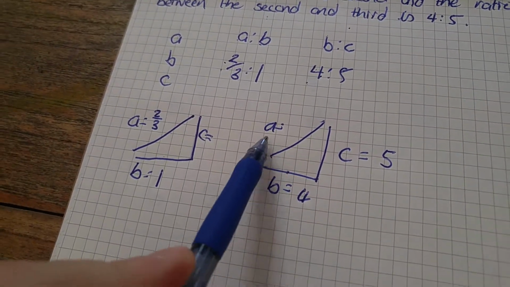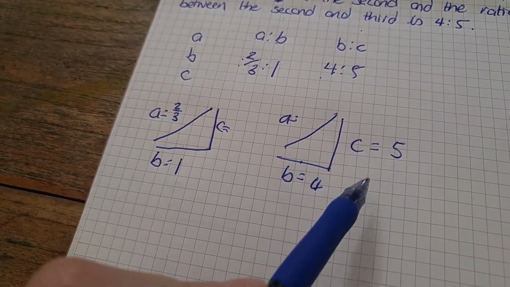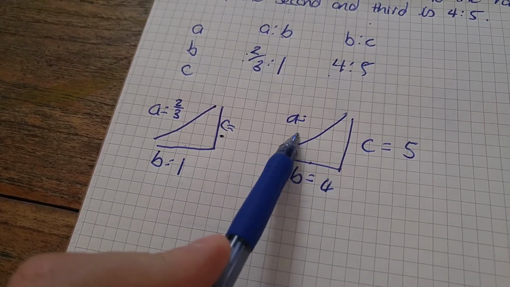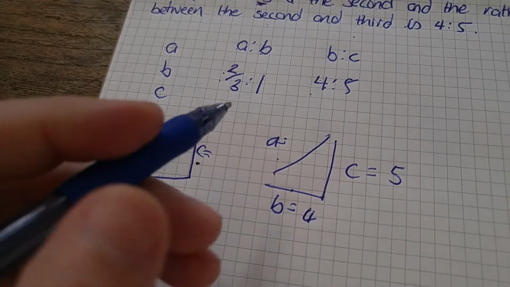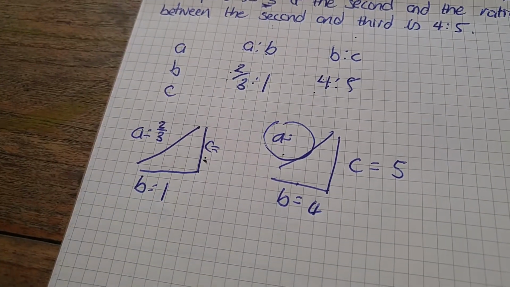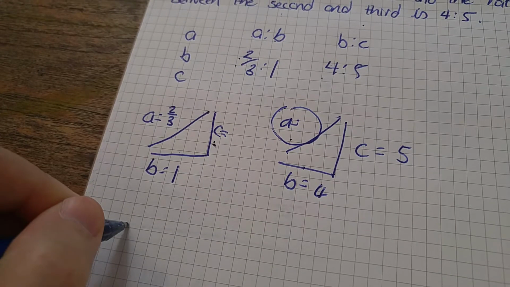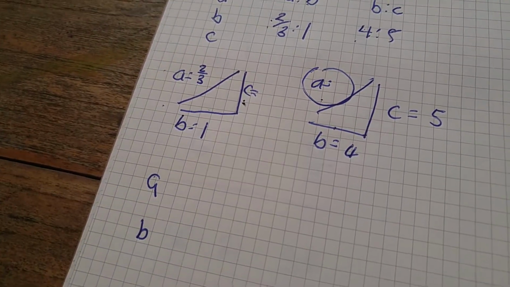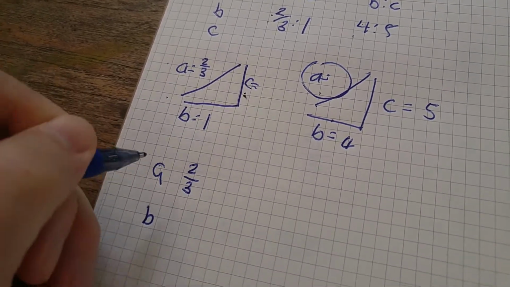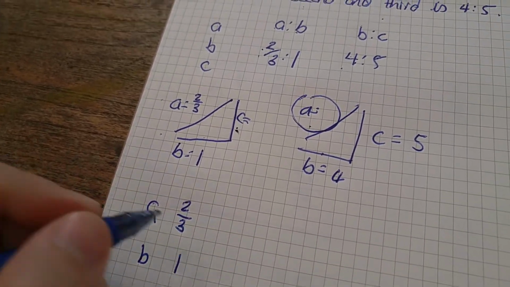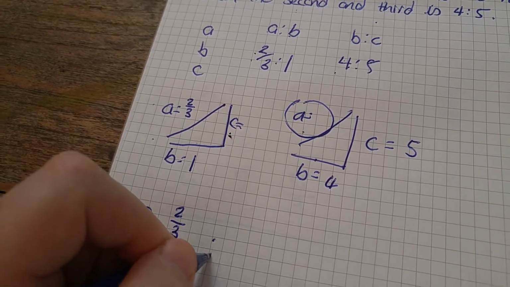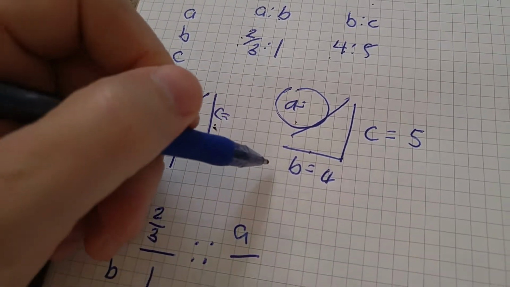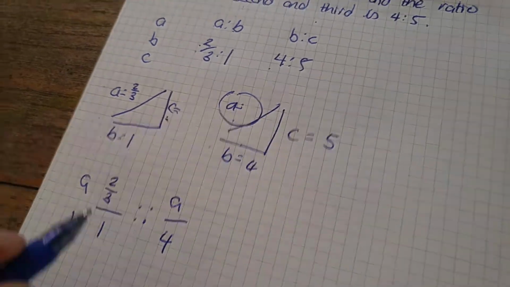So we want to complete a whole triangle so that we've got all of the ratios in there. So we can find out C, or we can find out A. Okay, let's find out A. We've got the ratio of A to B given here, 2/3 to 1, and that's in proportion of A, the unknown, over B, which is 4.